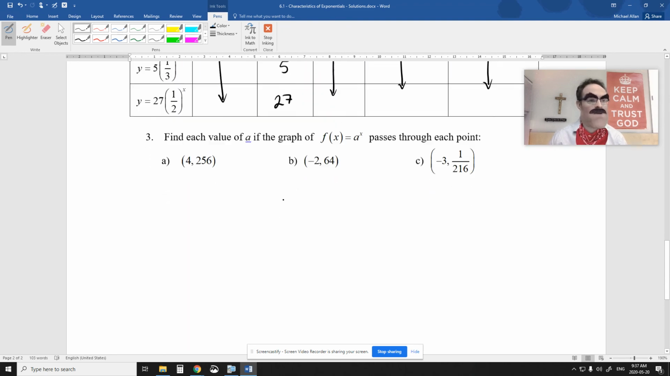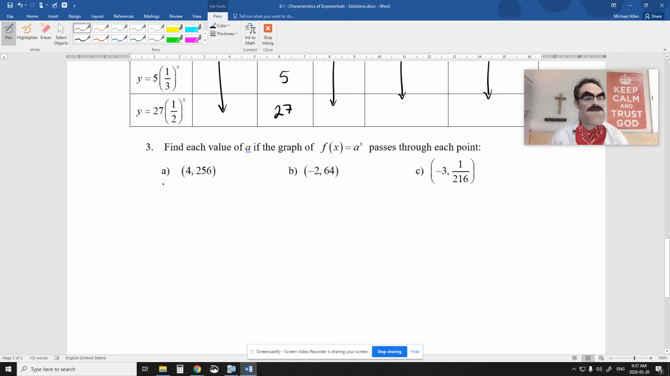But the last one here, it's not the hardest question. I know we haven't done one like this, but it's just saying that if I put an x value in here, I need to get this y value out. So they just want to solve for what a value I would have to have in this equation here. I know the a is different than the a's above, but this should just be a to the power of x. So if I put a 4 in here, I should get 256 out.